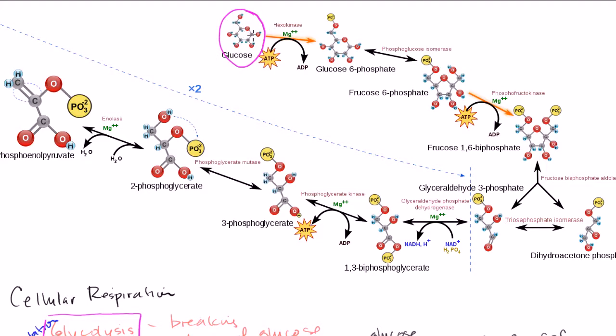It is a 6-chain. It's in a circle. It's in a ring. 1, 2, 3, 4, 5, 6 carbons. I could write it like that, just to make it a huge oversimplification. Goes through a few steps.